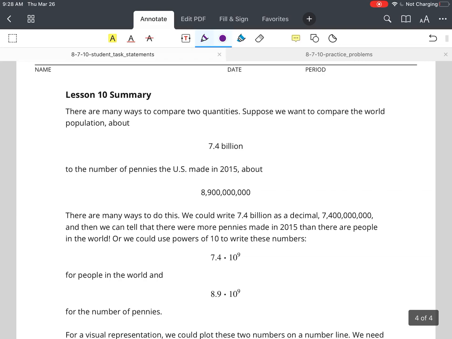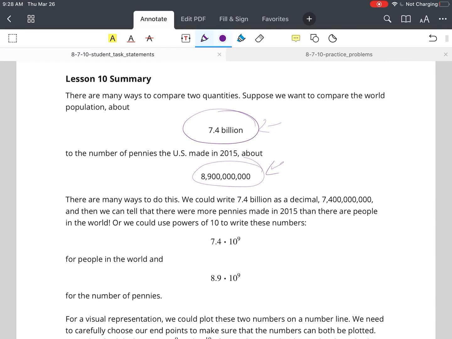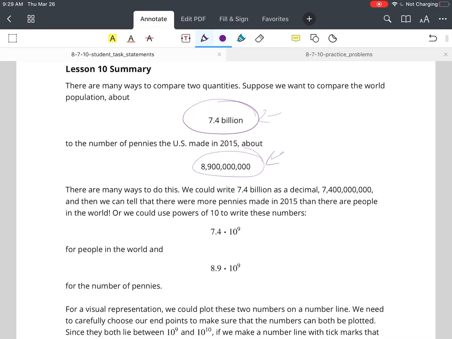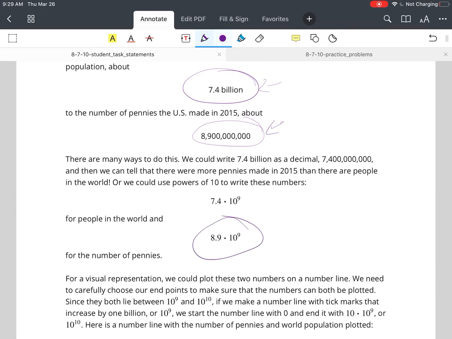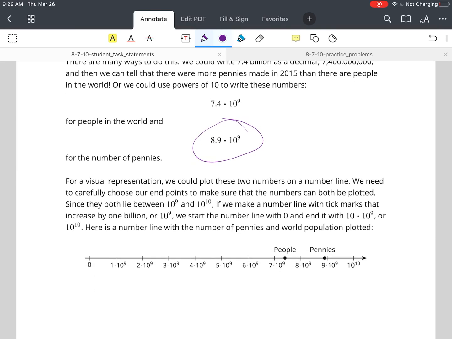And if we look at the summary, there are many ways to compare two quantities, two big numbers. Suppose we want to compare the world population, which was last year 7.4 billion people, to the number of pennies the US has made in 2015, which is this amount. Notice how this is a decimal followed by a word, and then this right here is just a number. So how do you know which one's bigger? It would help out if you wrote out both numbers, or you can use exponential notation to figure out which one is bigger. And if you notice, the number of pennies is bigger.